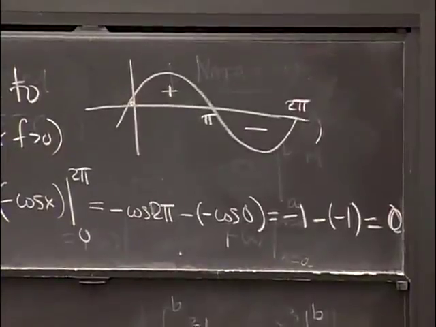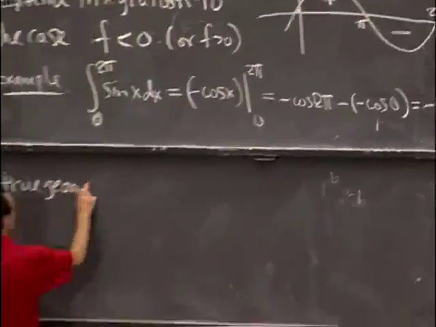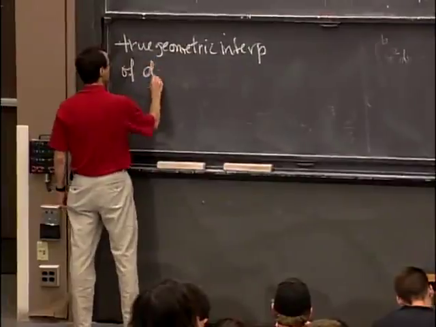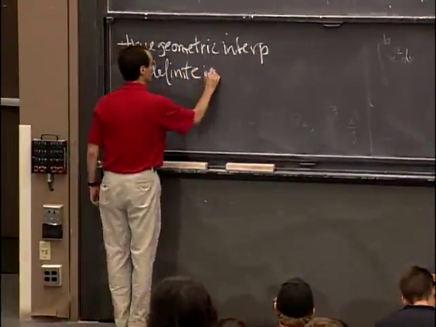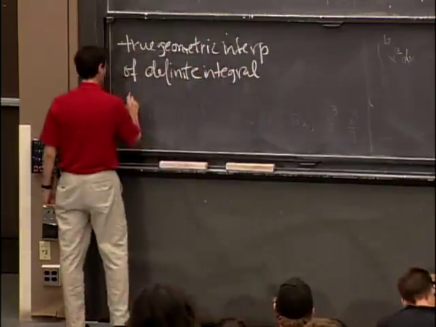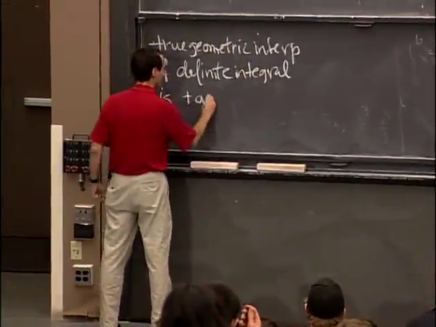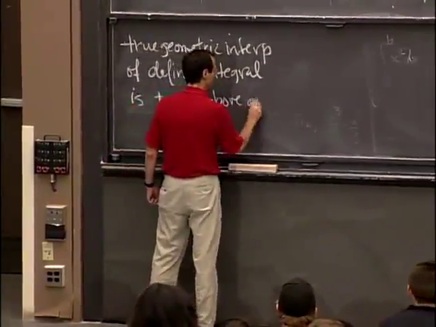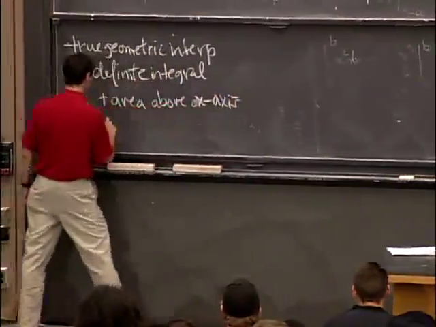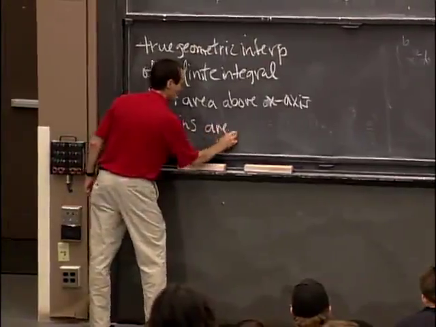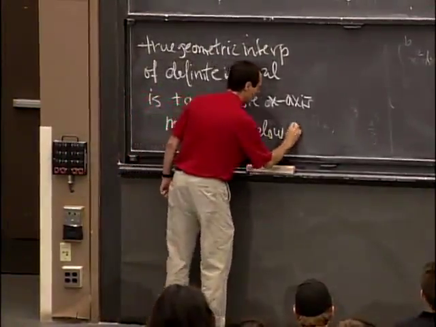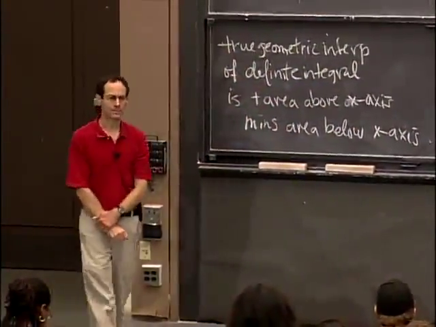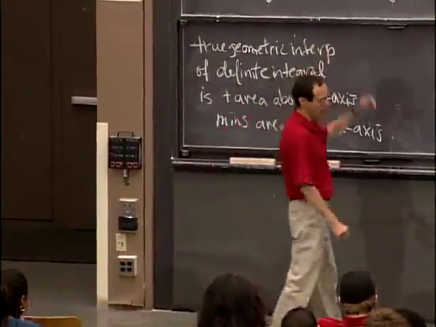So the true geometric interpretation of the definite integral is the plus the area above the axis, above the x-axis, minus the area below the x-axis. All right, as in the picture. I'm just writing it down in words, but you should think of it visually also.